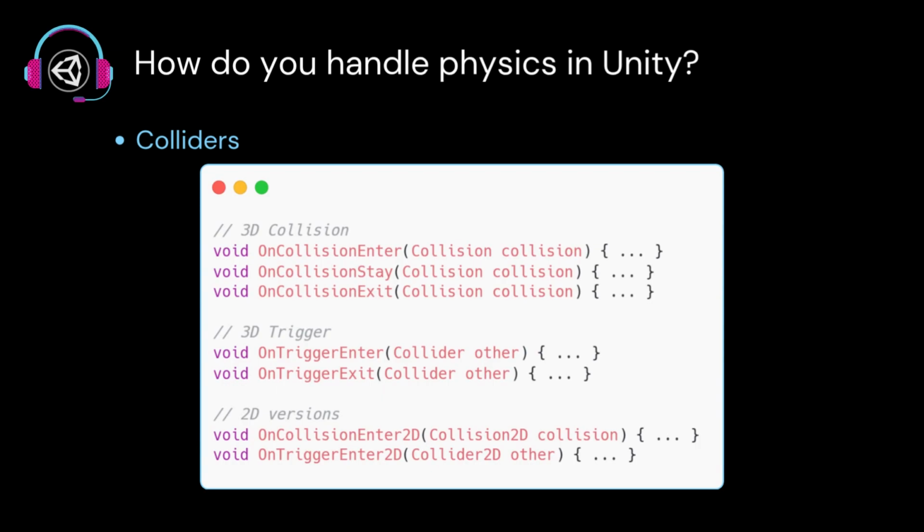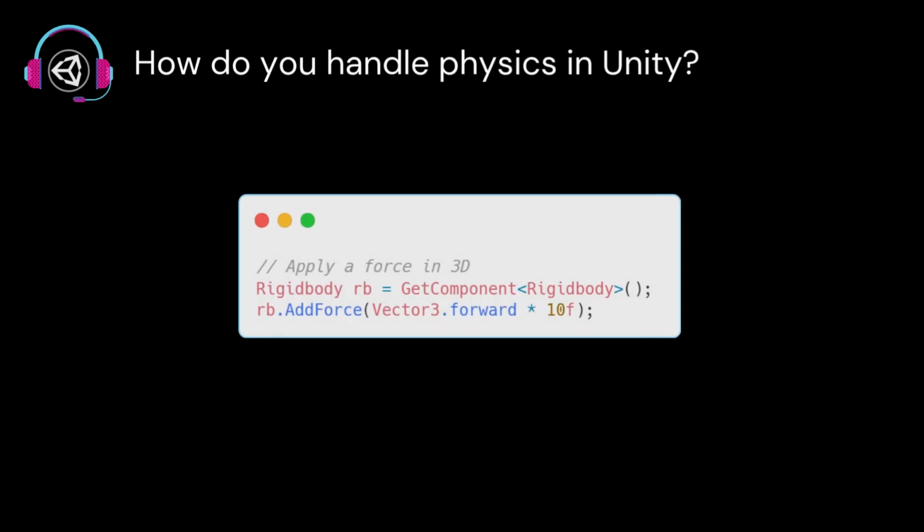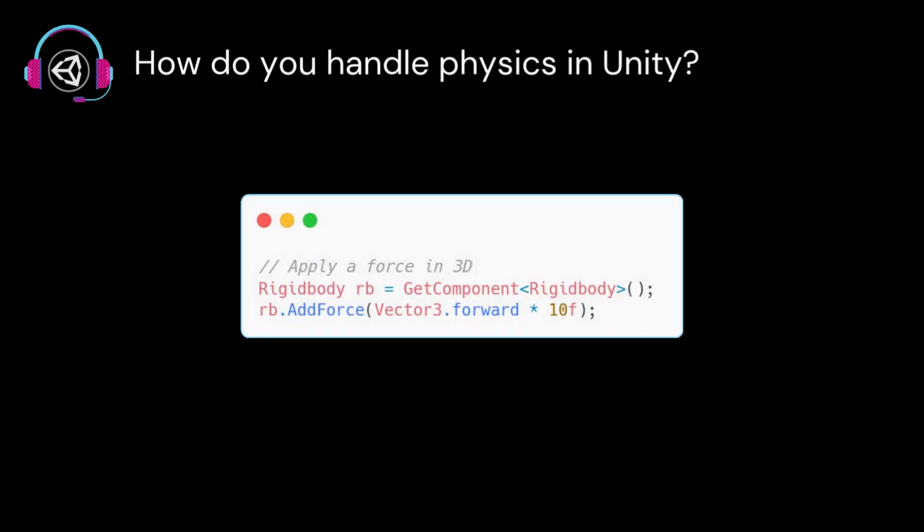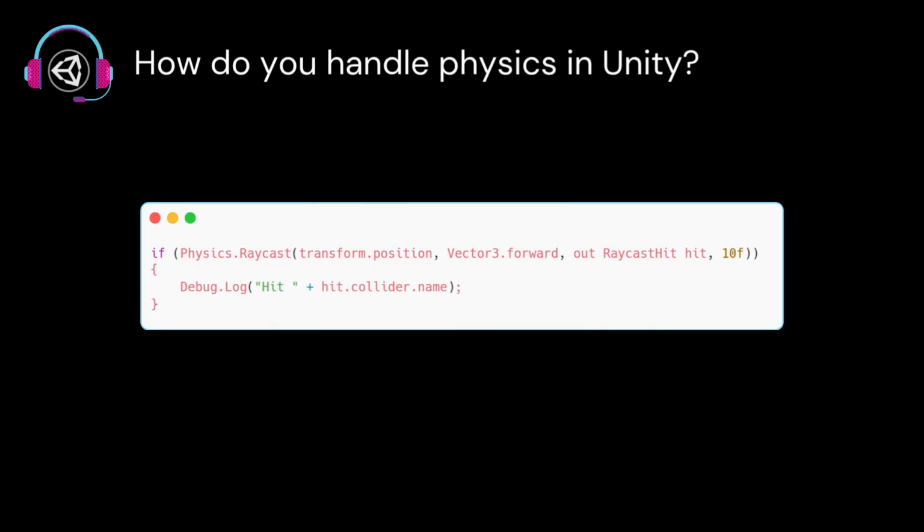If you want to move something physically, apply force using AddForce. You can also use raycasting to shoot an invisible line into the scene to detect objects, ideal for line of sight, shooting mechanics, or checking the ground.